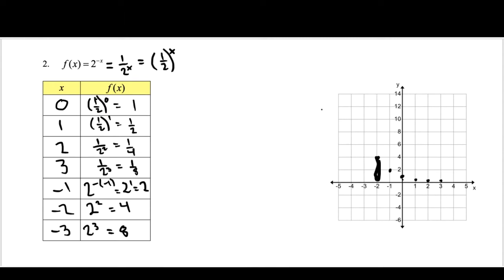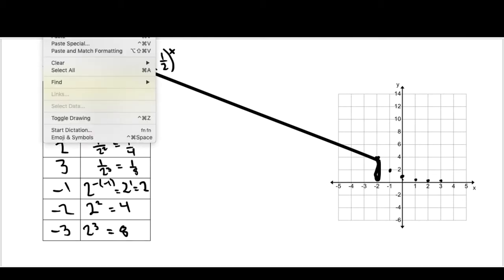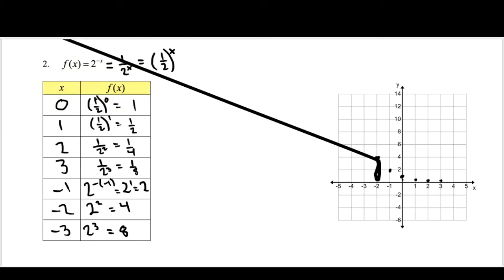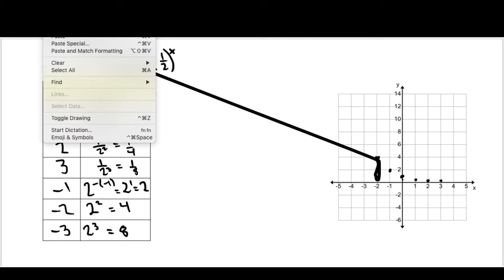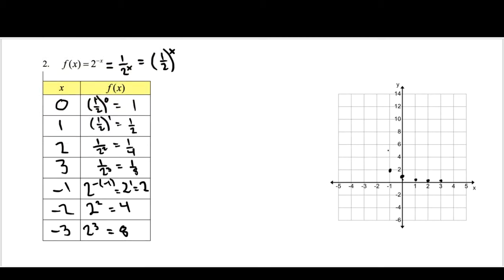Oh, my bad, sorry. Let me fix that. Eraser. Oh, shoot. All right, let's try this again. My apologies there. All right, so where were we?